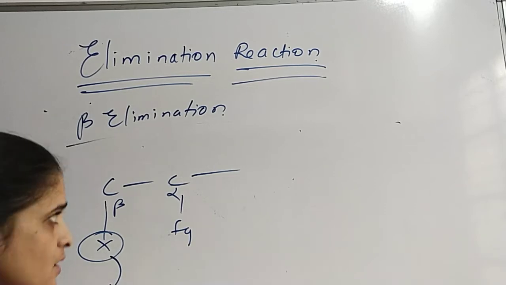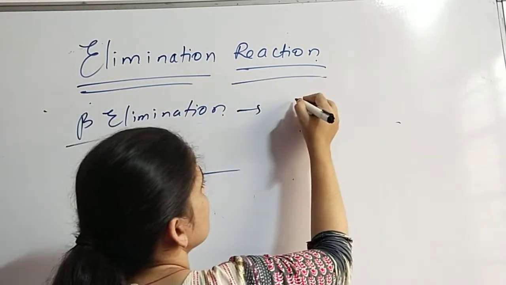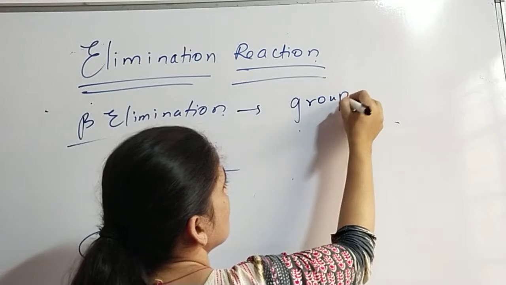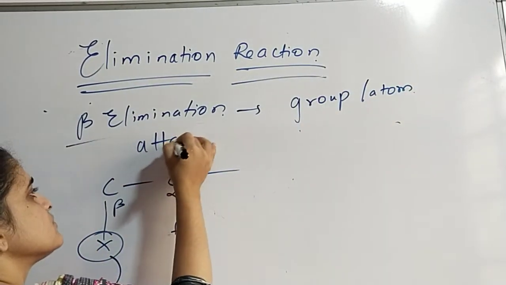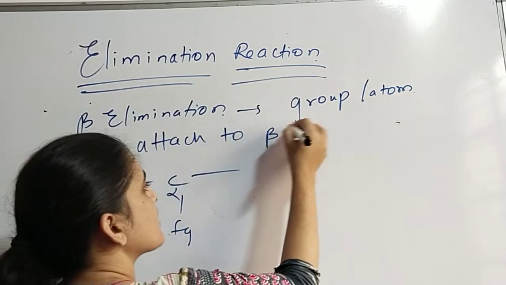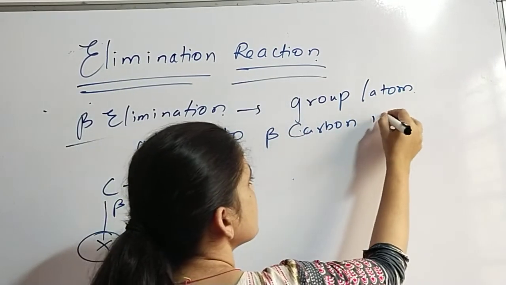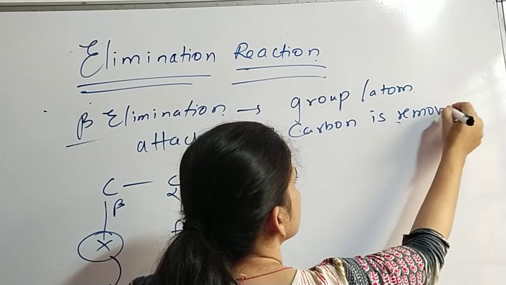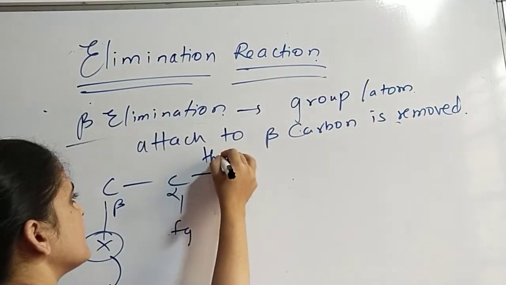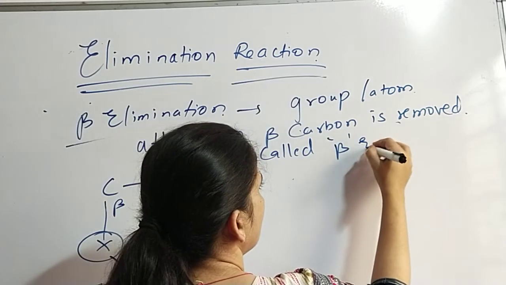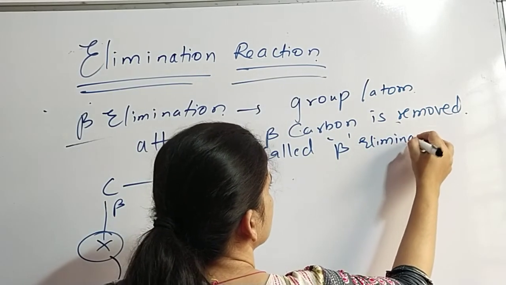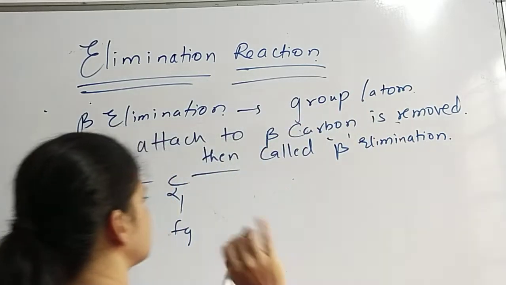It's quite simple. So beta elimination: when a group or an atom attached to the beta carbon is removed, then it is called beta elimination.